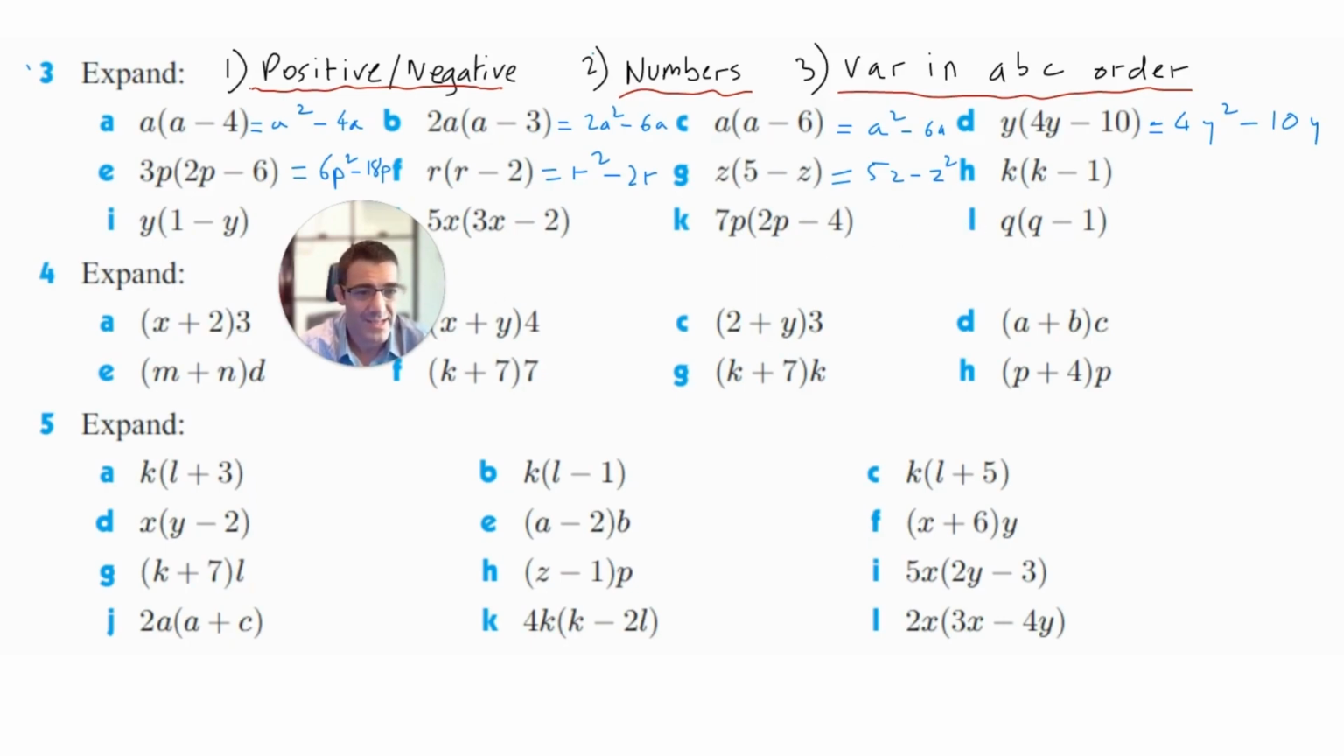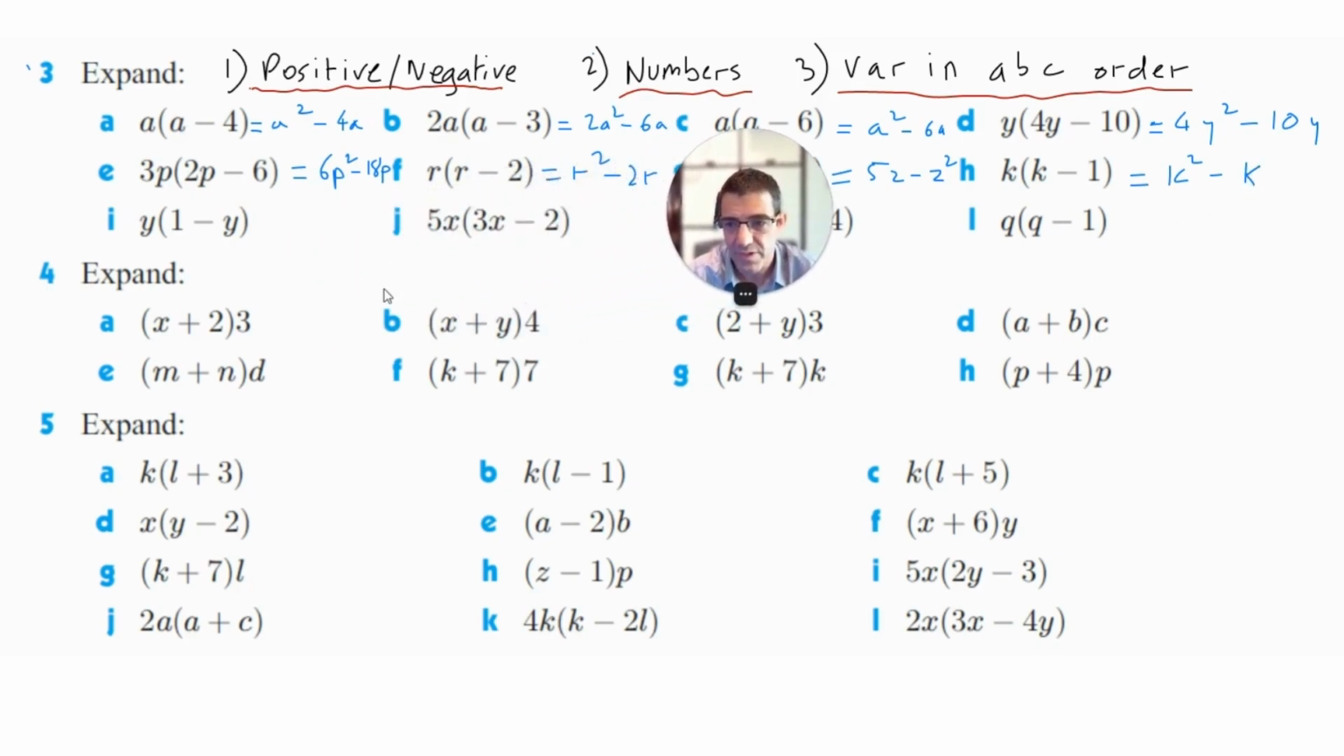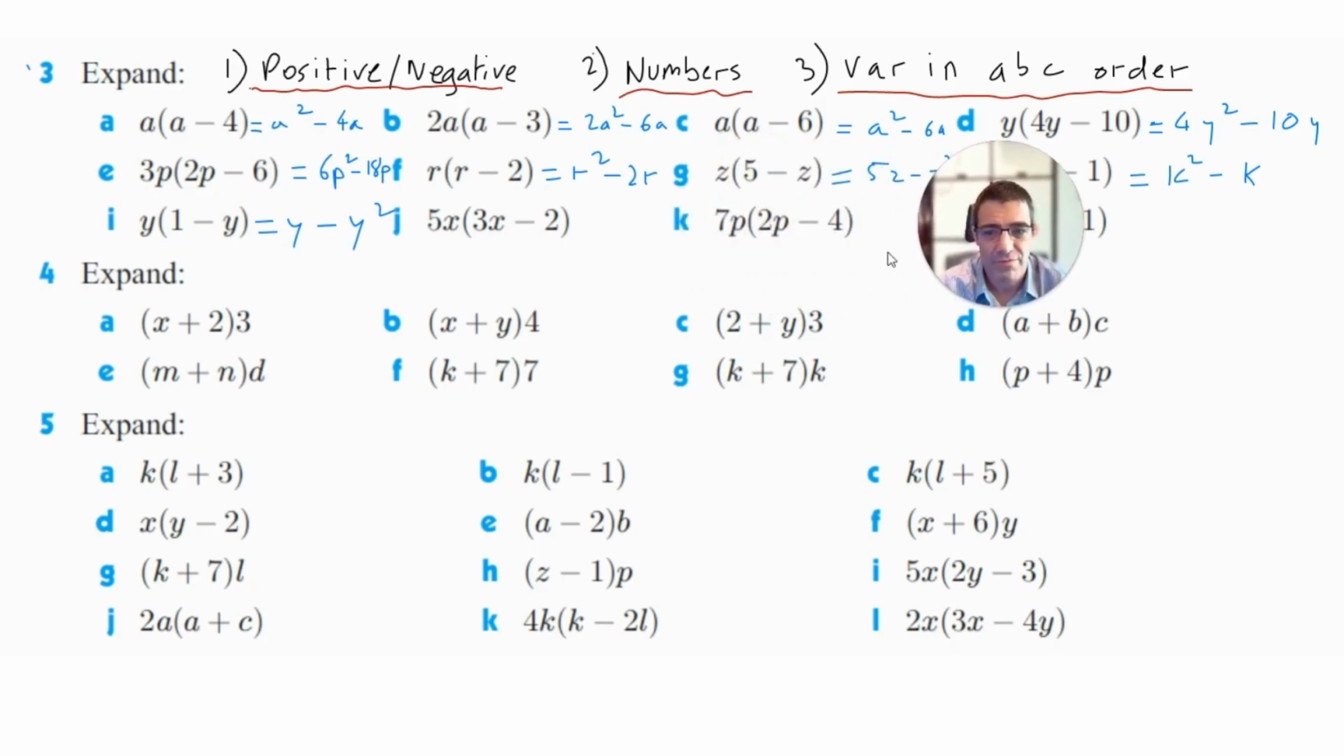The next question is k times k, which is k squared, and then minus 1 times k. You could say minus 1k, but typically when we have 1 of something, we just say minus k. So we're just going to say it's k squared minus k. The next question says y times 1. Again, we don't say 1y, we just say y. And then positive times negative is negative, and then y times y is y squared. Okay, so far so good. Then we have 5x's times 3x's, which is 15x.